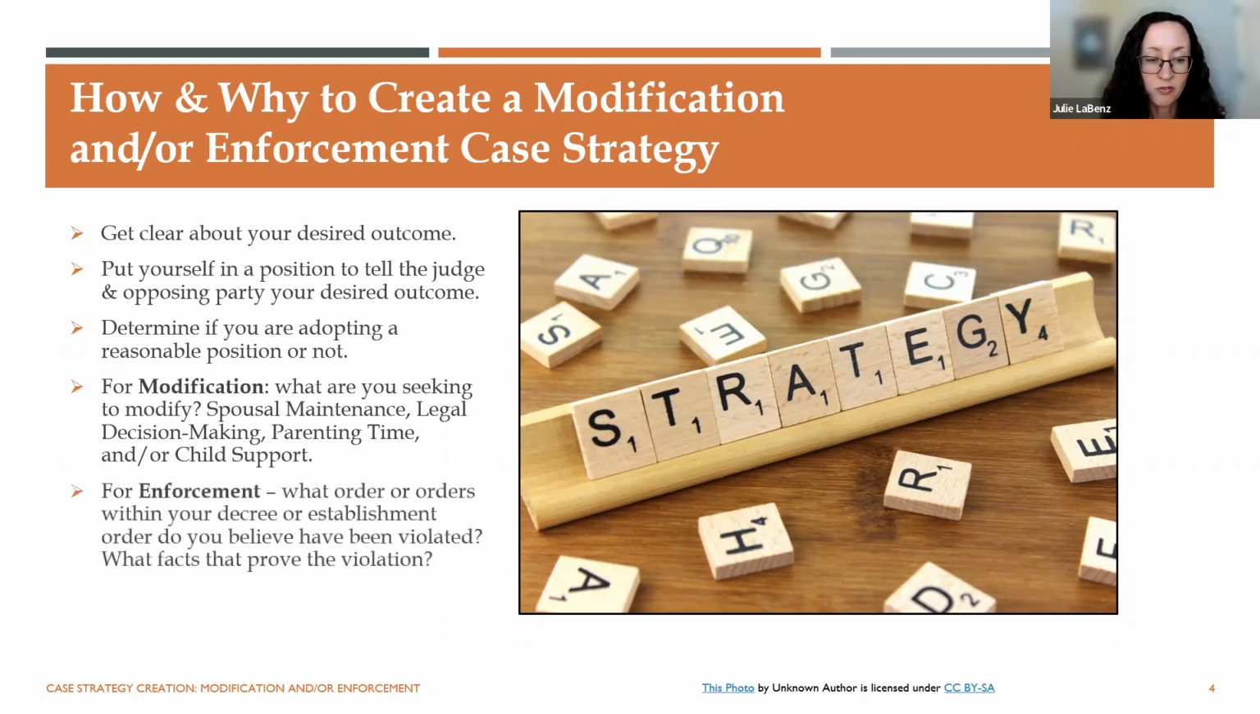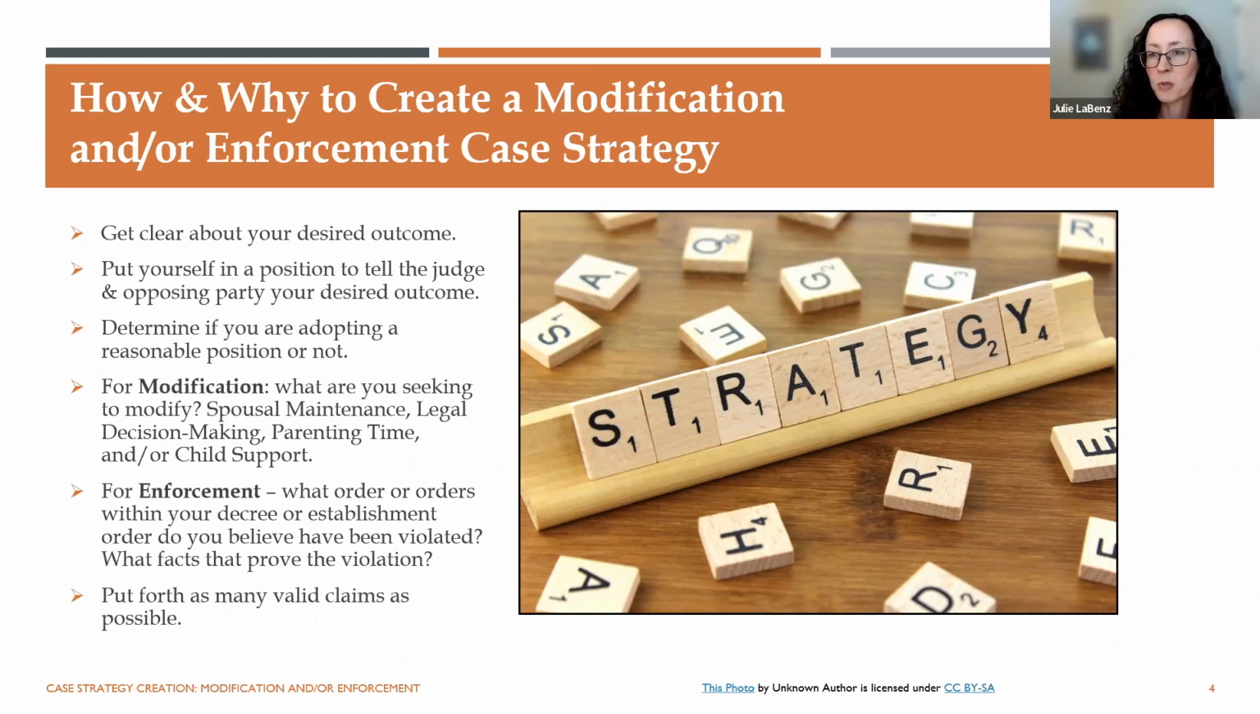And then if you're seeking to enforce, what part of your decree or order, or what parts, if there's more than one, do you believe have been violated? So look back at that actual language. And then what facts do you have to prove the violation? Keep in mind that if you're going to file a modification or enforcement or both with the court, you likely are going to want to have more than one claim. You know, if you want to modify child support, but there's also some things in your parenting plan you want to change, it makes sense to do that all at once instead of 2 separate actions at different times.